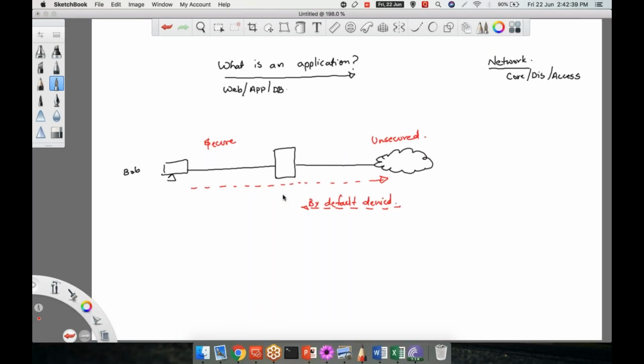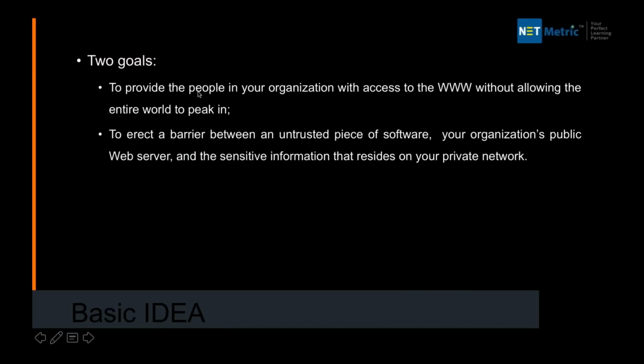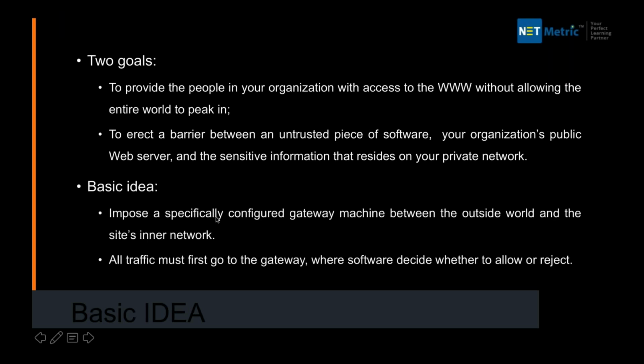So if I read my line again: to provide the people in your organization access to the internet without allowing the entire world to peek in, impose a specifically configured gateway machine between the outside world and the site's inner network. All traffic first goes to the gateway, where the software decides whether to allow that particular packet or to reject it.